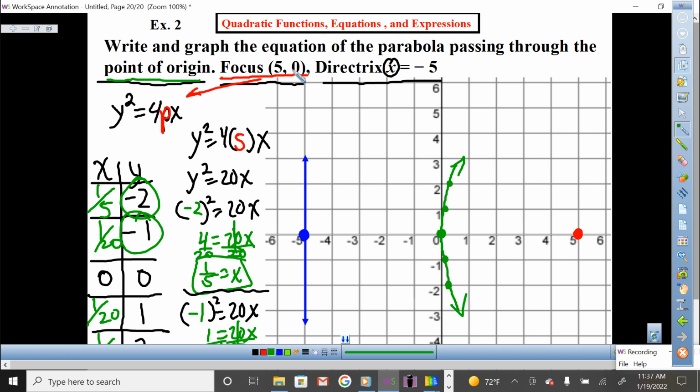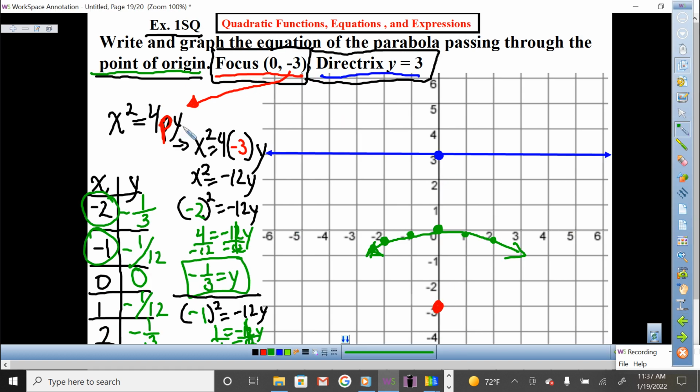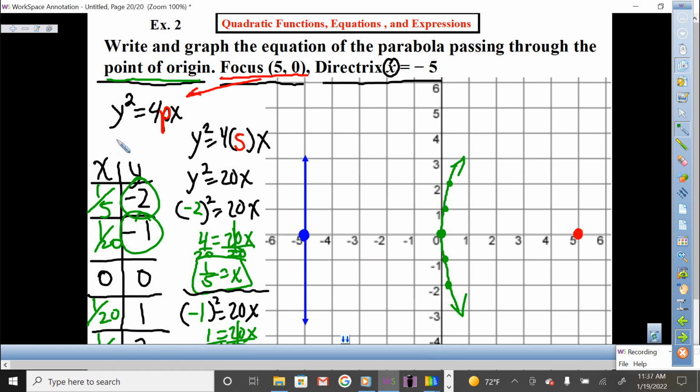For p, we're going to substitute the value for the focus, which was 5, and on this one it was -3. And once again, if it has an x squared, you get values for x so that you can get your y. If it has the y squared, then you get values for y to get your x values. Okay? So far so good, yes? Good refresher? All right, let's crank it up a notch.